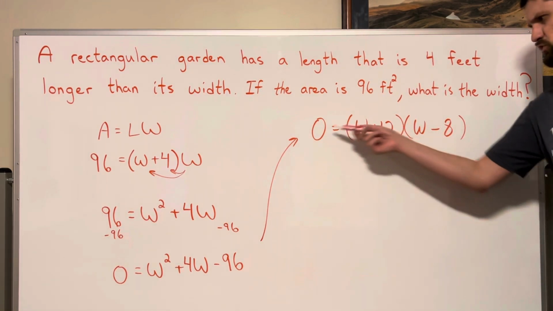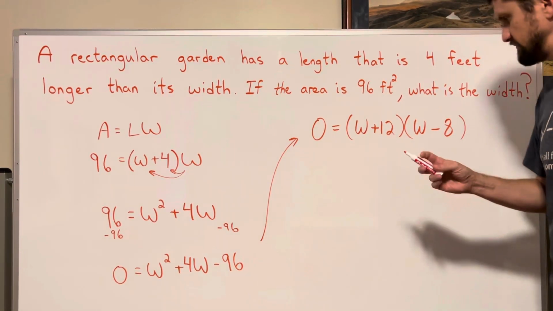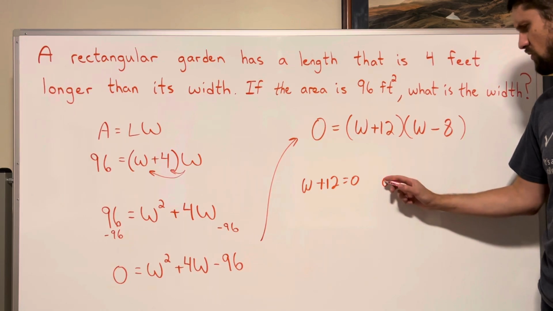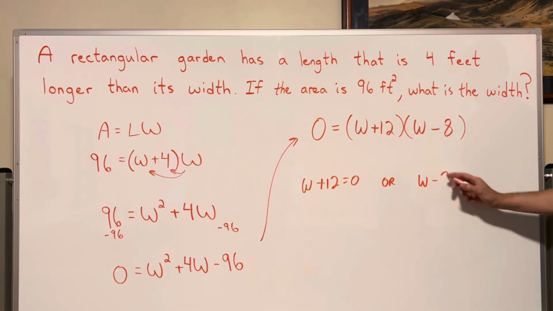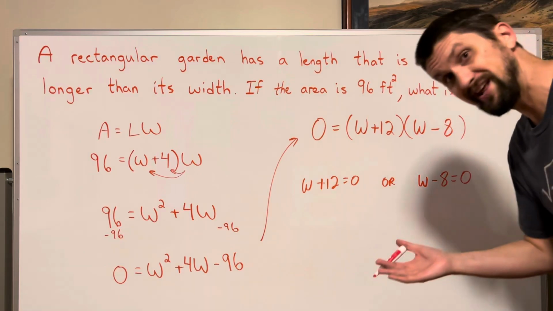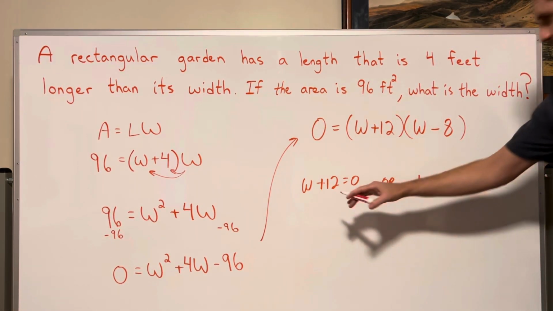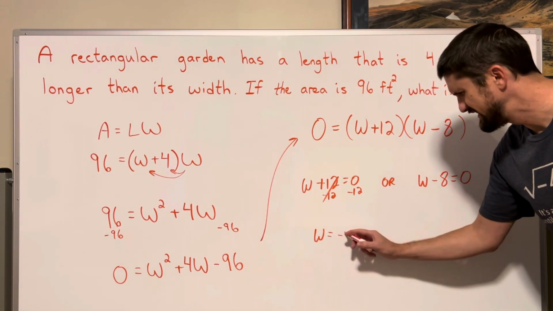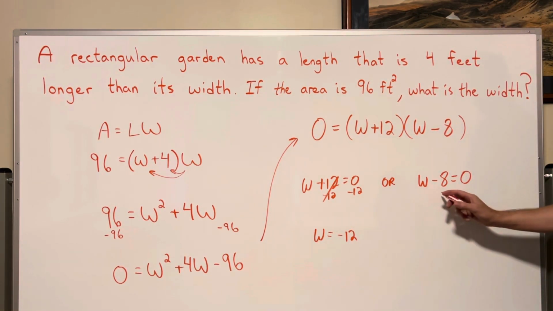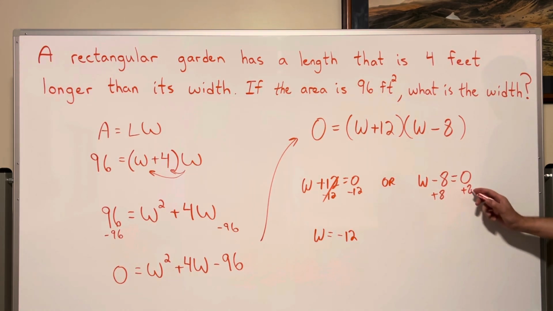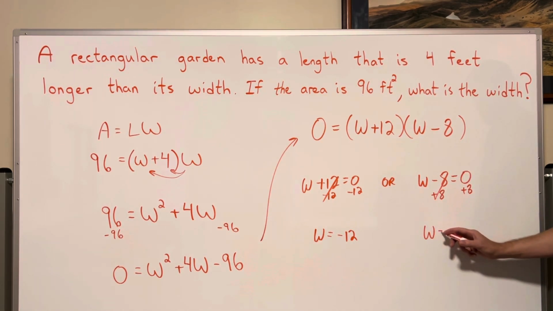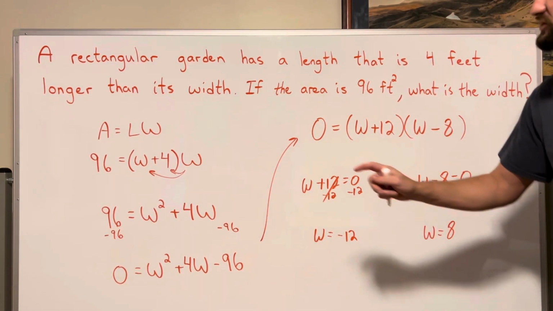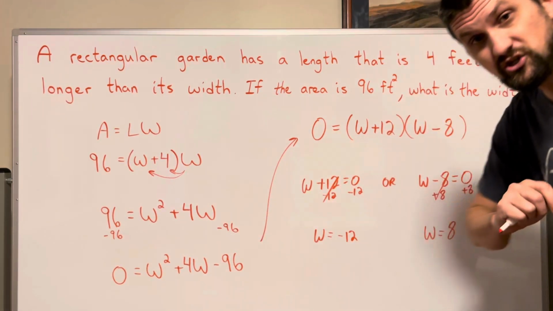Now you have two factors multiplying to be 0. One of them or both of them have to be 0. So W plus 12 has to equal 0, or W minus 8 has to equal 0, or they can both be 0. Solving for W here, we subtract 12 on both sides. We get negative 12. Here, add 8 on both sides. And we get 8. So we found two W's that solve the situation.